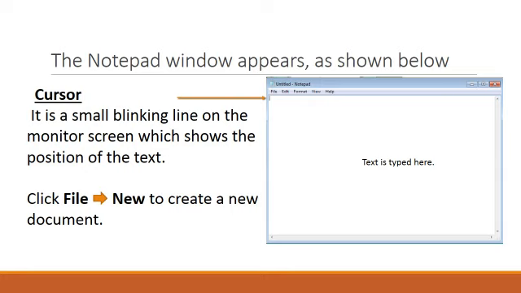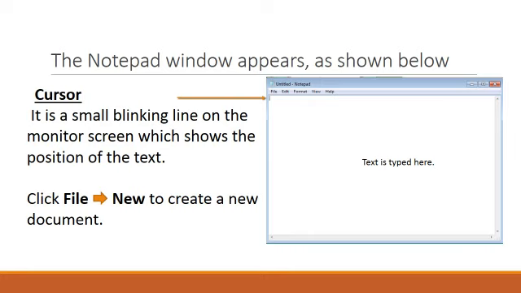This is the main screen of Notepad software that is given on the right side of the slide. You guys can start typing in the white area directly. Here is a cursor that shows the position of your text. A cursor is actually a small blinking line on the monitor screen which shows the position of the text.